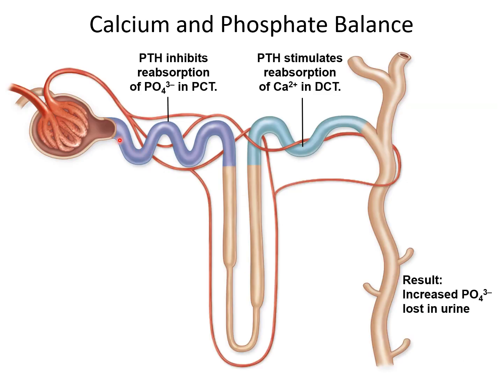So here you can see that parathyroid hormone is inhibiting the reabsorption of phosphate in the proximal convoluted tubule. This is where phosphate would normally be reabsorbed, but if parathyroid hormone is there, we're going to inhibit that. So phosphate is going to stay in the tubular fluid and ultimately get excreted with the urine, but parathyroid hormone is going to stimulate the reabsorption of calcium in the distal convoluted tubule.